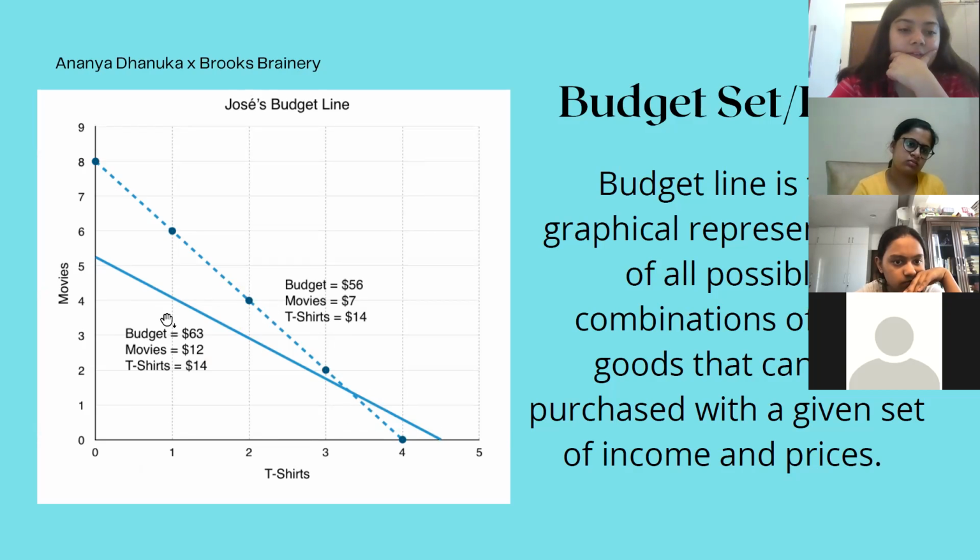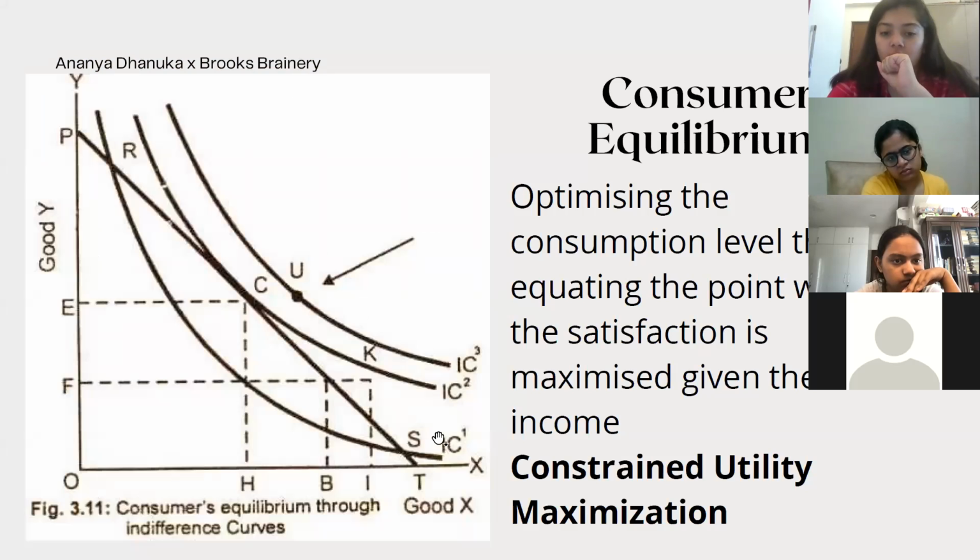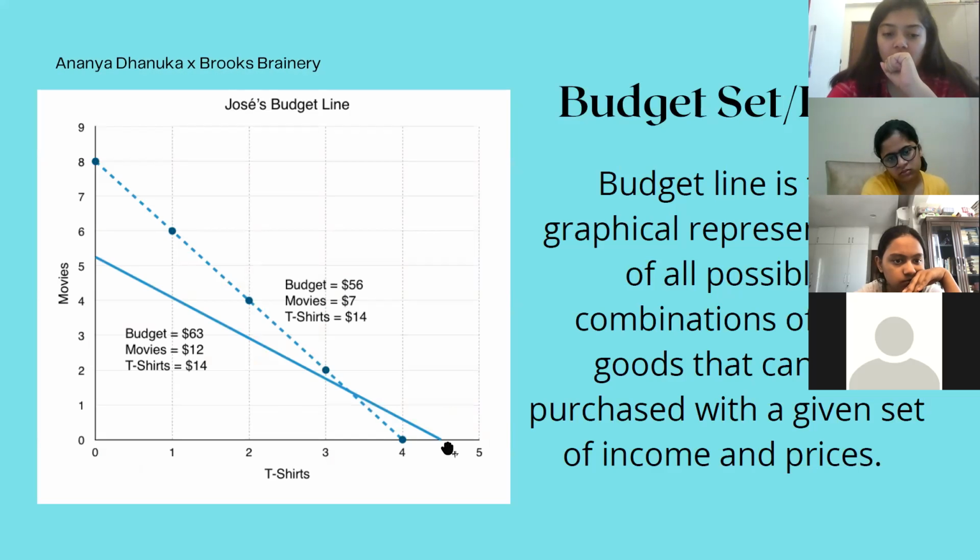So you can see the budget, the price for movies and the price for t-shirts, which is why movies are approximately at 5.5. Across the line, these are different bundles. So you can have one t-shirt and 4 movies, two t-shirts and 3 movies, and so on. And then you reach the other extreme where you have 4.5 t-shirts and 0 movies. So this is the budget line. And the constraint is that you're limited by the income that you have given the prices of the commodities that you're working with.